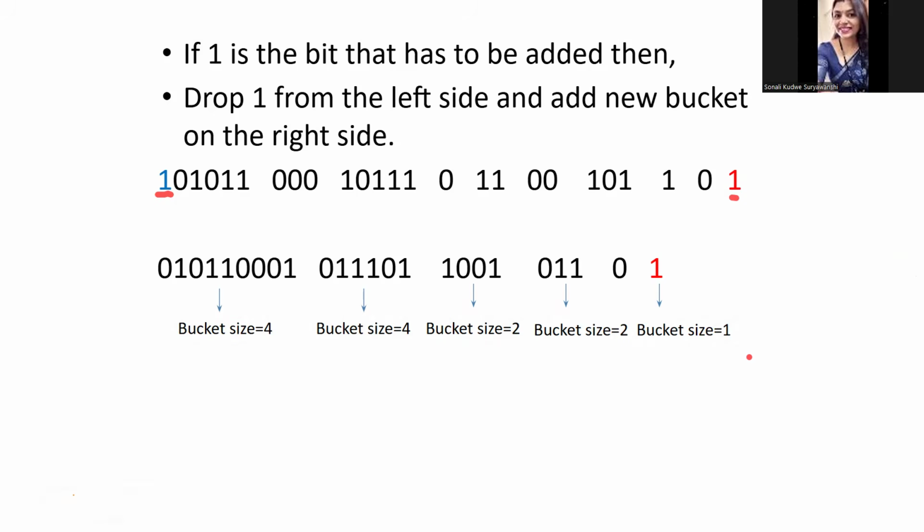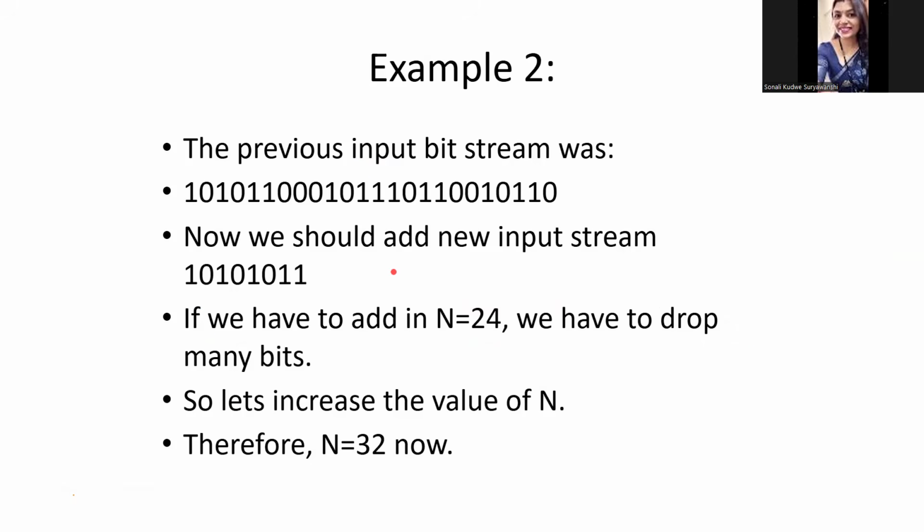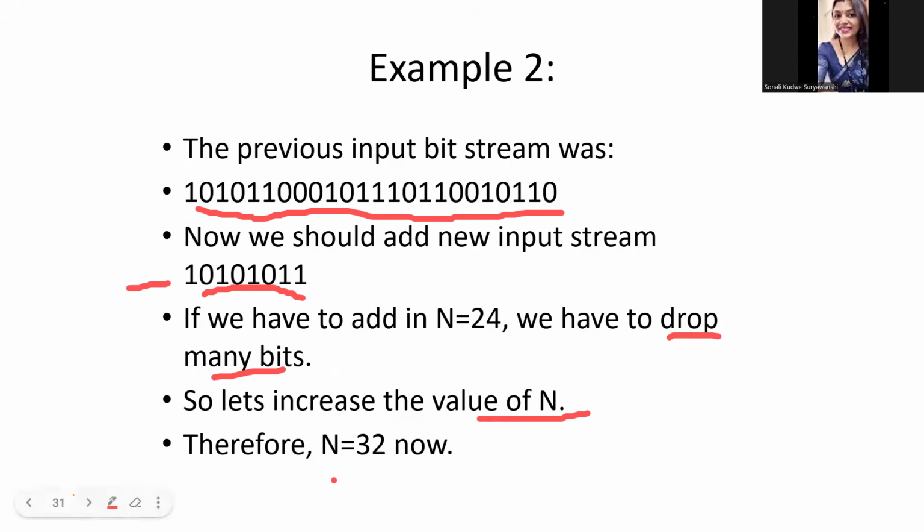Okay. Now, sometimes what happens is that there are multiple inputs coming that need to be added to the given stream. Now, in such a case, you have to drop so many bits from the left side. Okay, so if these bits are coming and we need to add them to this already available bit data stream, then we don't need to drop too many bits. What we can do is we can increase the size of n. So here, let's increase the size of the window from 24 to 32 now.